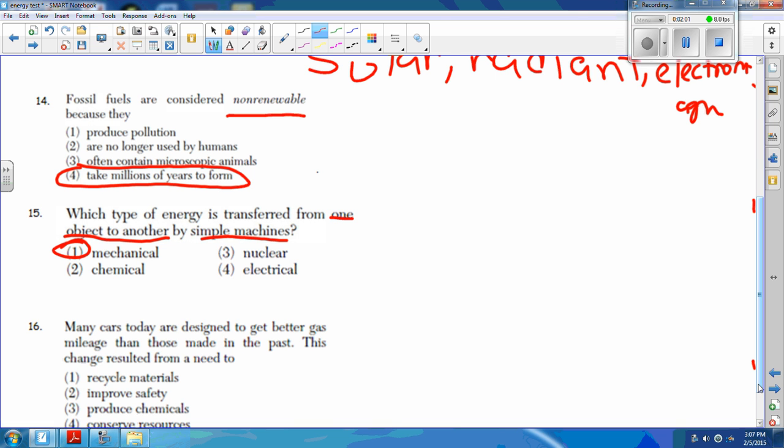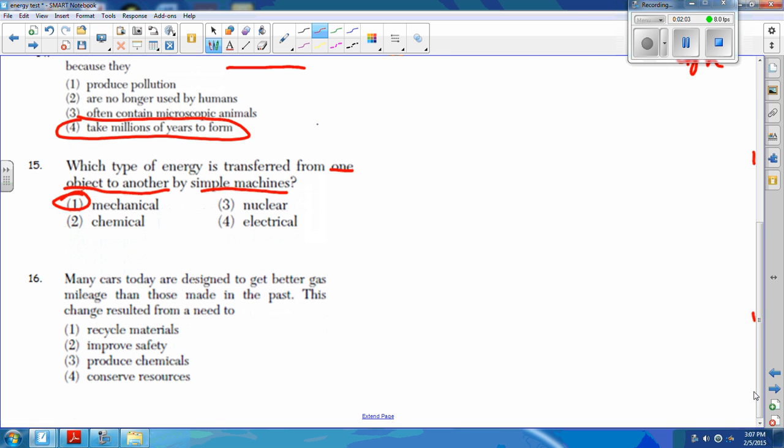Many cars today are designed to get better gas mileage than those that were made in the past. This change resulted from. So why do we need better gas mileage? Because we have to conserve our resources. We're going to run out of gasoline, so we need to use it wisely.